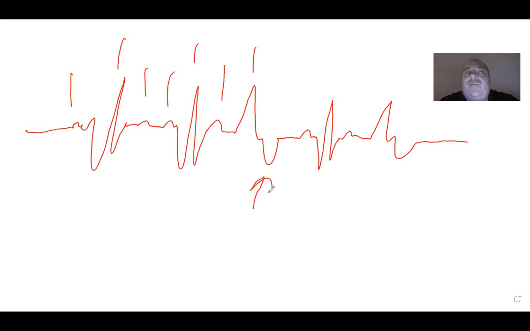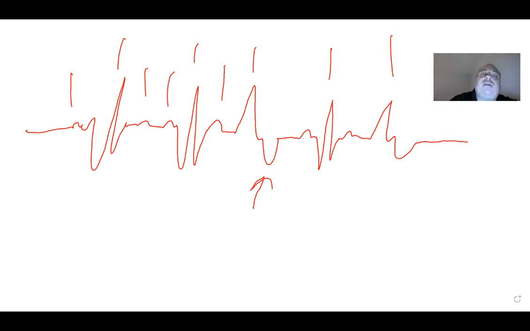It's super common to have a T wave that has the opposite deflection of the QRS in a PVC. So if you have a positive deflection on a PVC, it's very common to have a negative deflection on the T wave. If you have a negative deflection on the PVC, it's very common to have a positive deflection on the following T wave, which is kind of how they look. Then we have a normal beat here, and then we have another PVC here, okay?